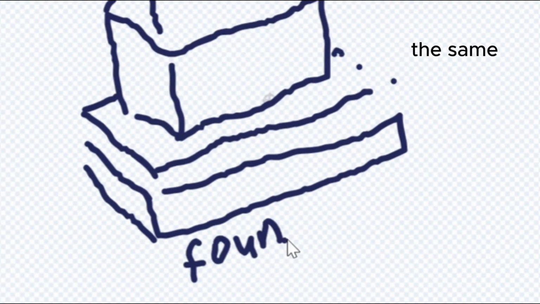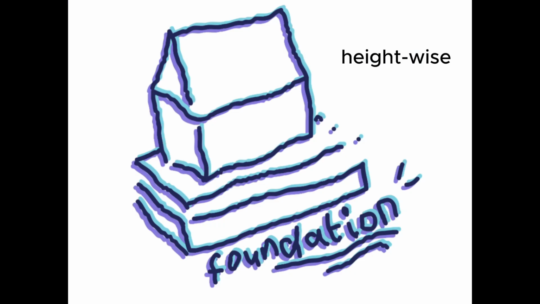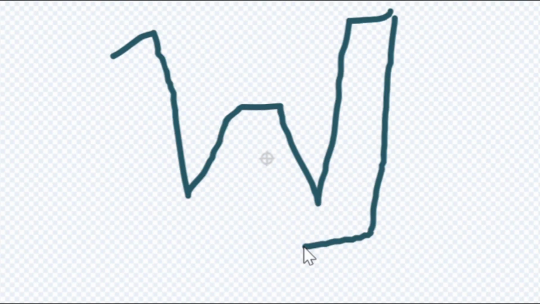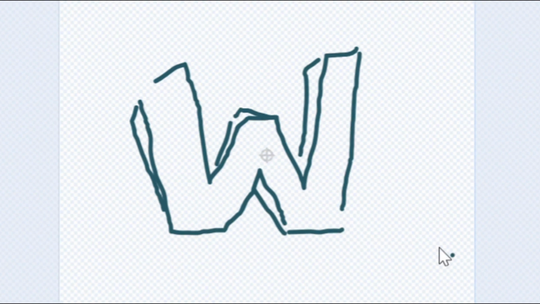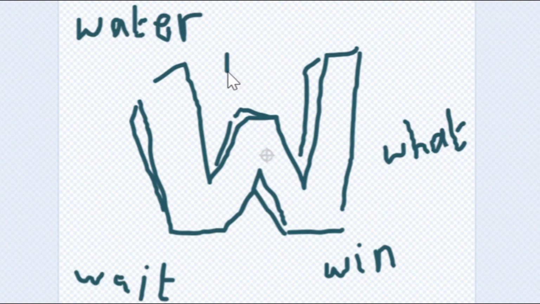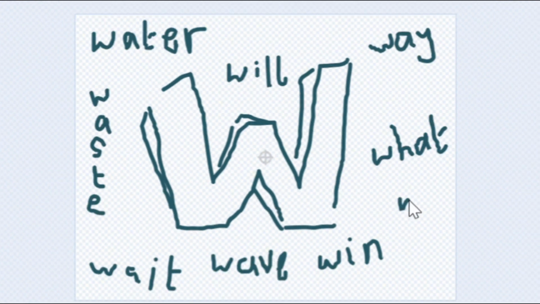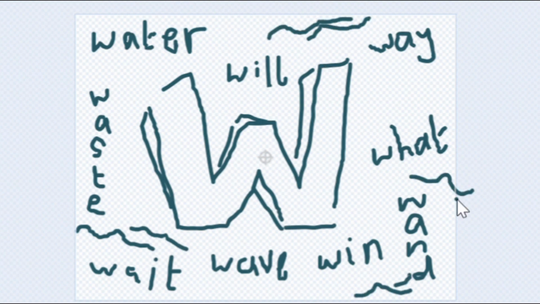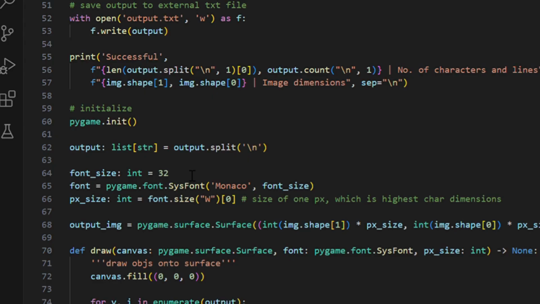Basically, what the rest of the code does is draw each character onto a Pygame surface object in such a way that every character takes up the same amount of space both height-wise and length-wise. This space is determined by the dimensions of the usual largest character in a font. Dimensions that are greatly affected by the font size, which is another arbitrarily chosen value.